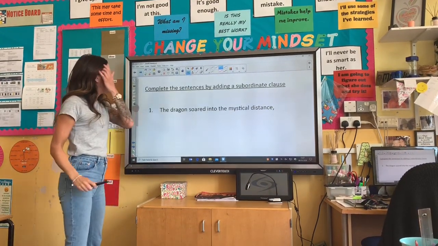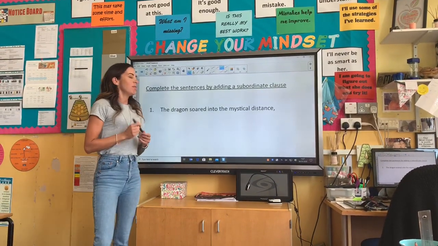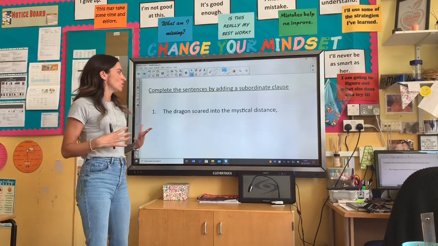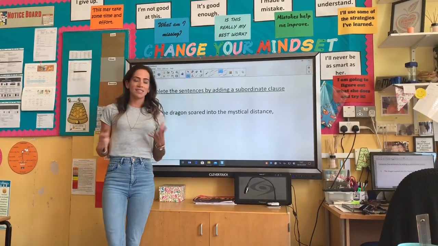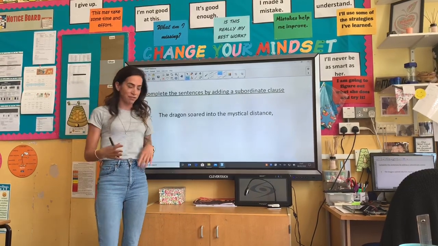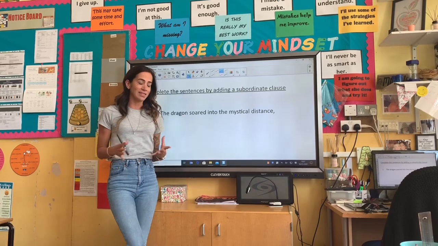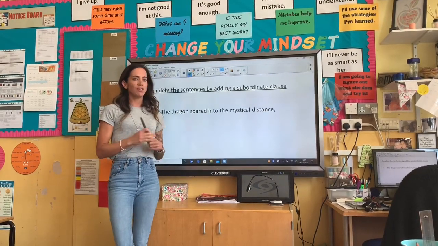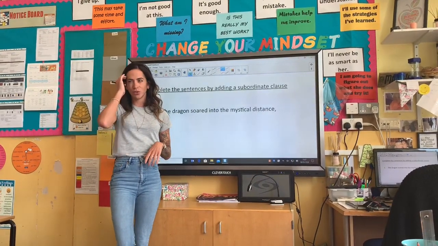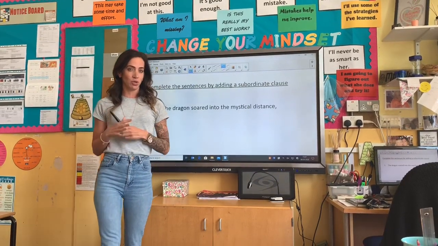Okay, lastly, we have got complete the sentences by adding a subordinate clause. Now remember, a subordinate clause gives more detail to your main clause. It can start with a subordinating conjunction, so you could use one, but it doesn't have to. Also, a subordinate clause cannot stand alone as an independent clause. A relative clause is a type of subordinate clause, but try not to use relative pronouns in your subordinate clauses.